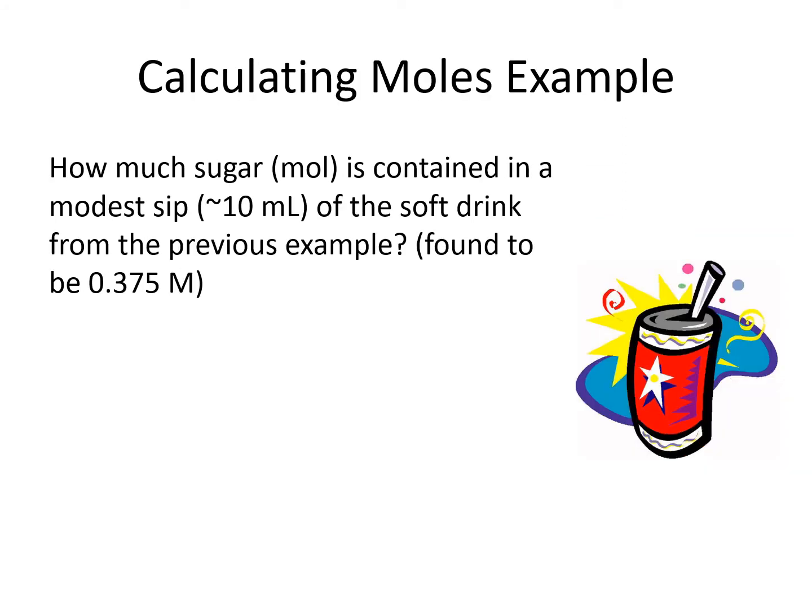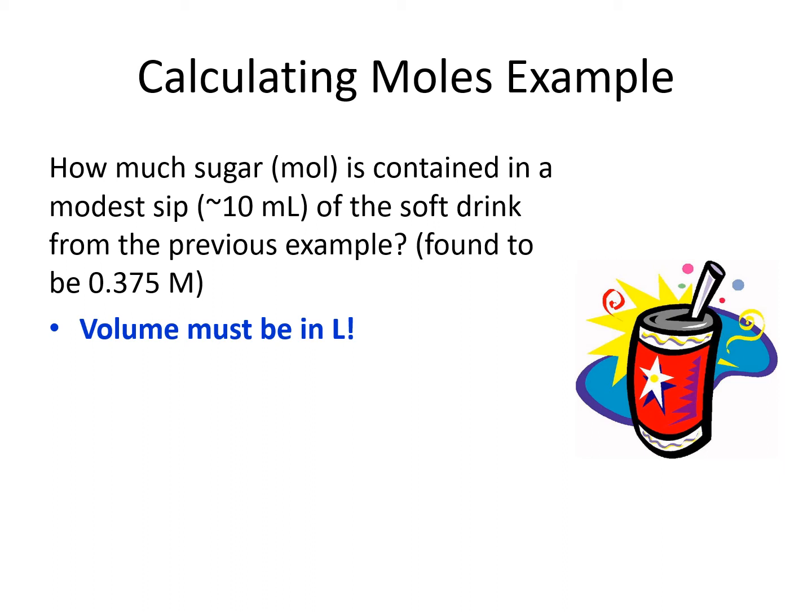Here's a second related example. We're trying to find how much sugar in moles is found in a sip of the soft drink from the previous example. Not the whole can, but just 10 milliliters of that soft drink. Because it's based on the previous example, we already know concentration. One sip of the soft drink has the same concentration as the whole can of soft drink, which is 0.375 molar.